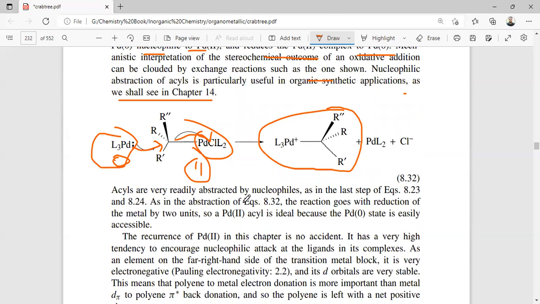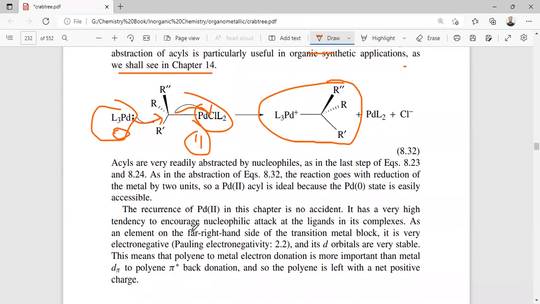So next, acyls are very readily abstracted by nucleophiles. As in the abstraction, the reaction goes with reduction of the metal by 2 units. So palladium 2 acyl is ideal because the palladium 0 state is easily accessible. So the recurrence of palladium 2 in this chapter is no accident. It has a very high tendency to encourage nucleophilic attack at the ligands in its complexes. As an element on the right hand side of the transition block, it is very electronegative and its d orbitals are very stable.